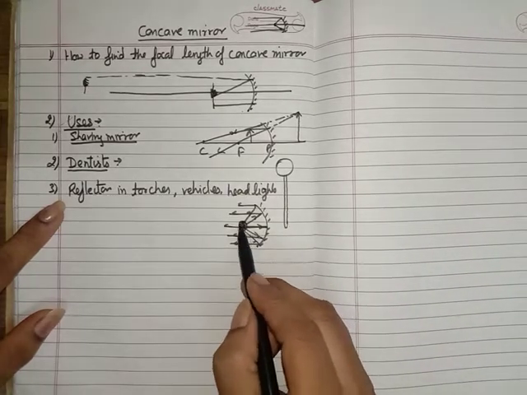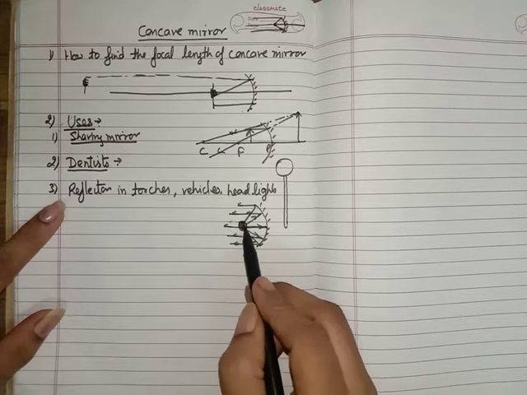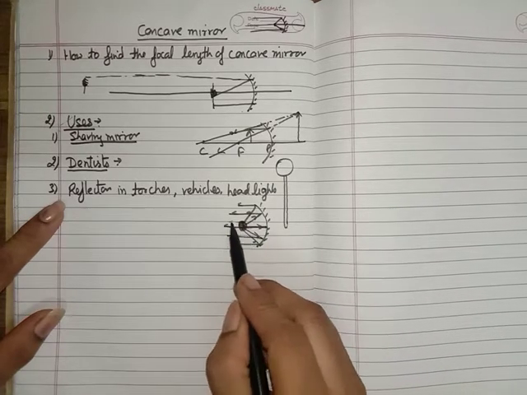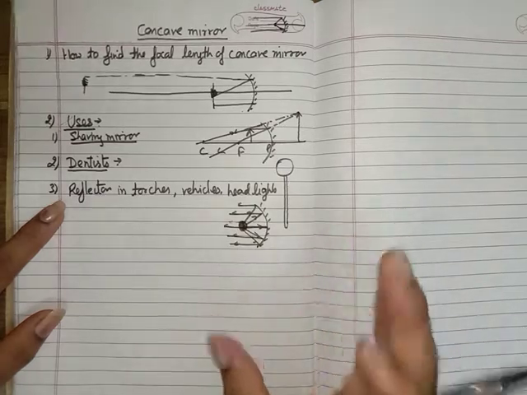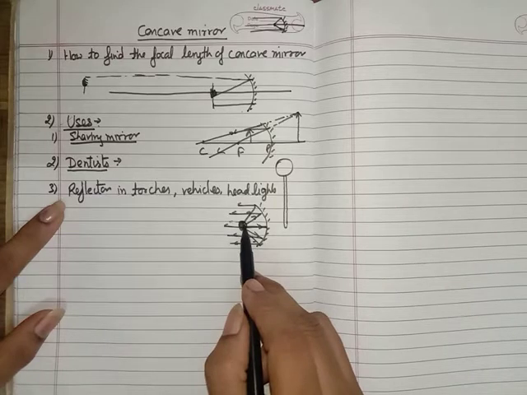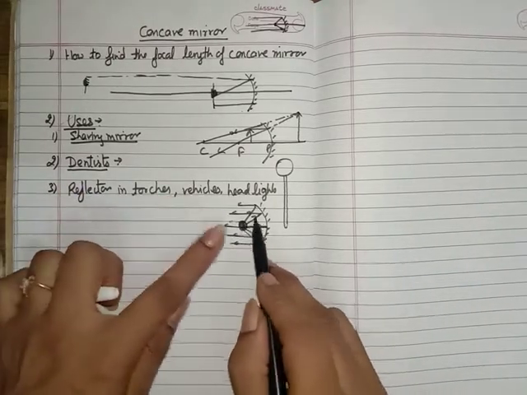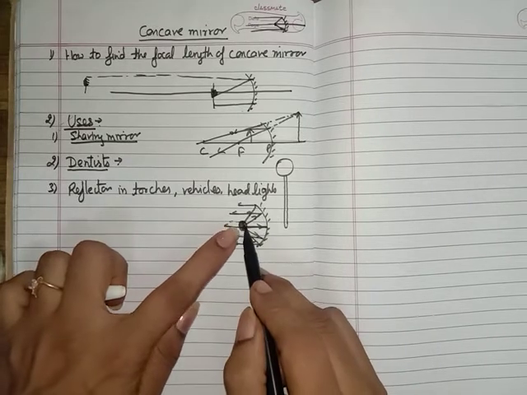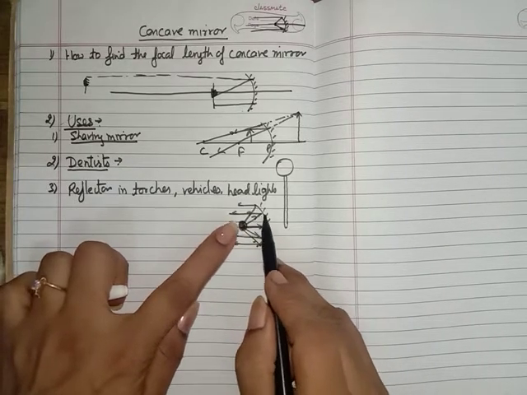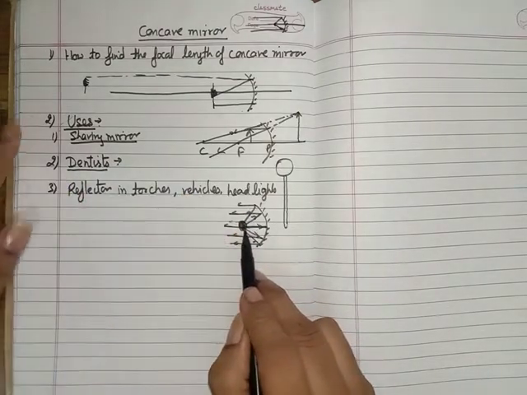You know, this bulb is also emitting light in the forward direction and also in the backward direction. The forward direction we are using as it is. We are using the light which this bulb emitted in the forward direction. And what about the light which is emitted in the backward direction? This light which is emitted in the backward direction is also reflected by the mirror, so that we can use all the light which is emitted by this bulb.